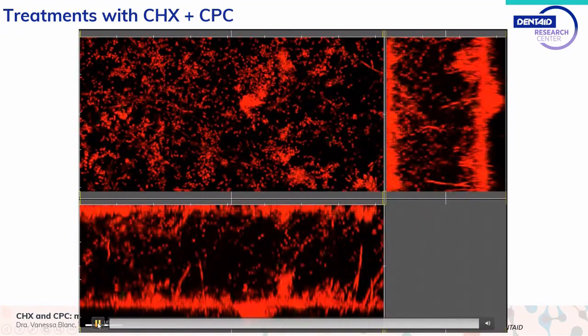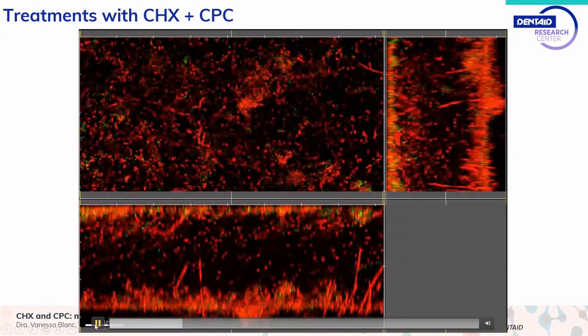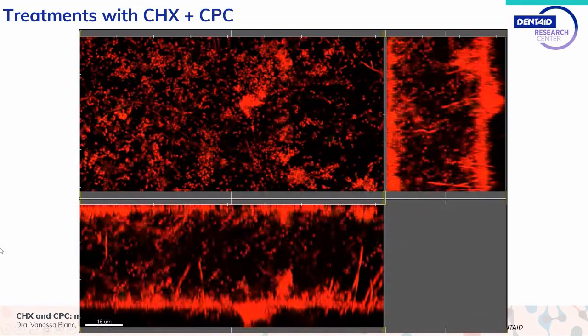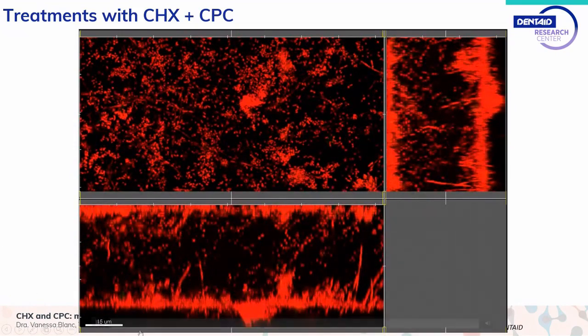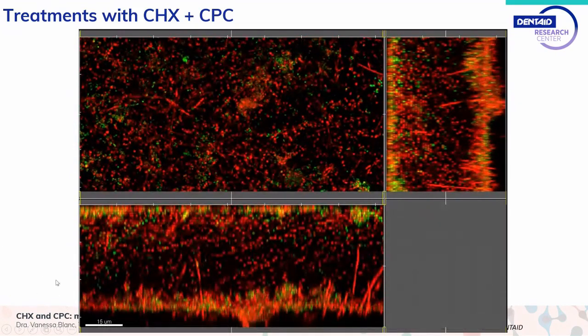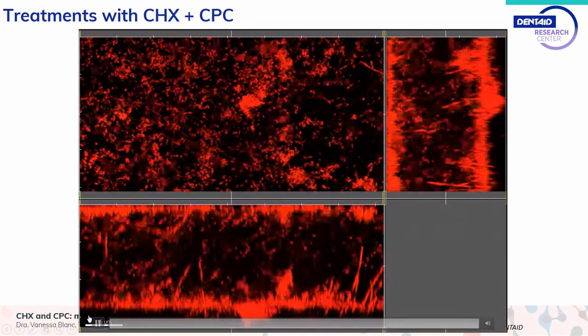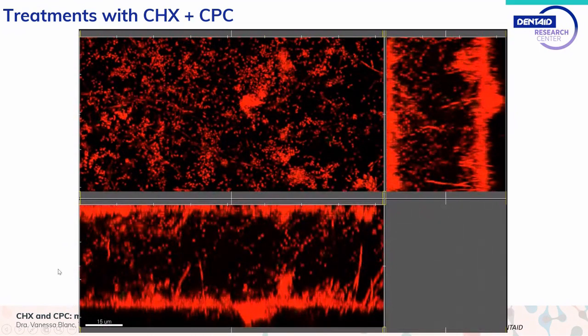I'm going to repeat. The mortality is achieved throughout the entire depth of the biofilm. So for us, it's extremely important to kill not just the first microns of the biofilms, but also all the deep of the biofilm.